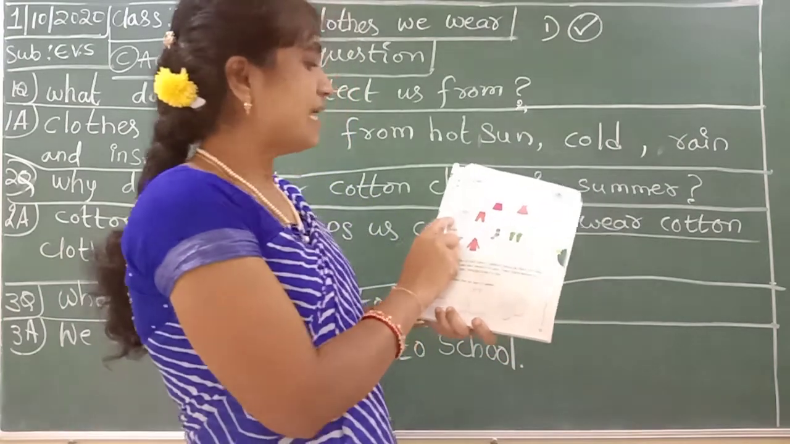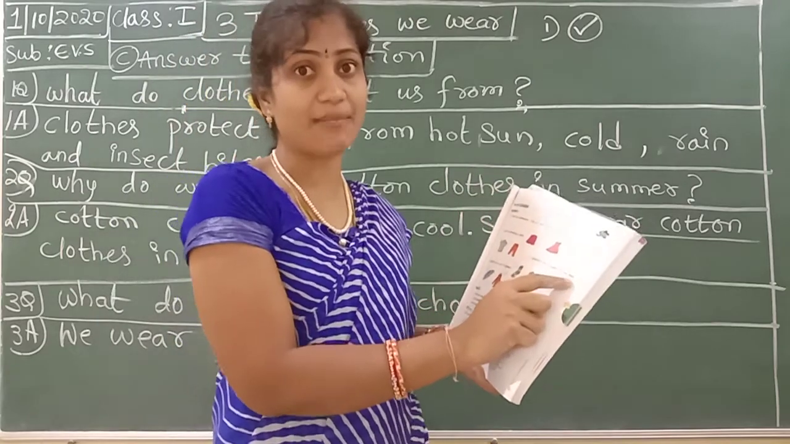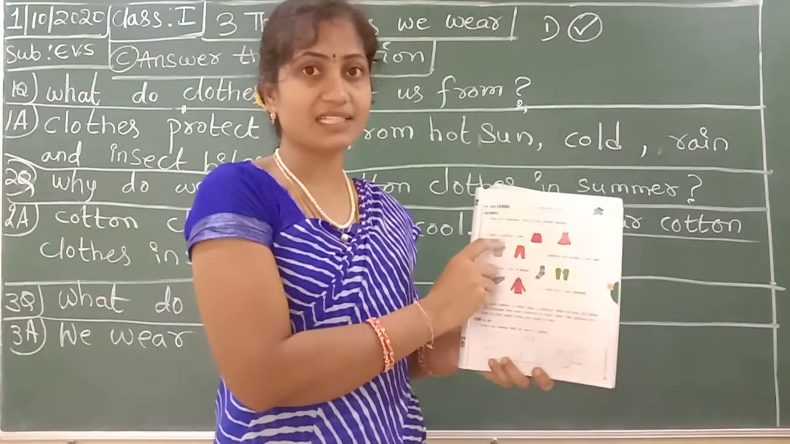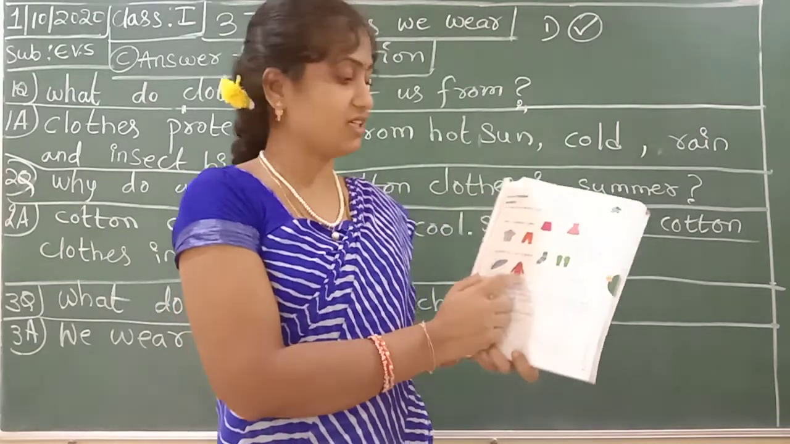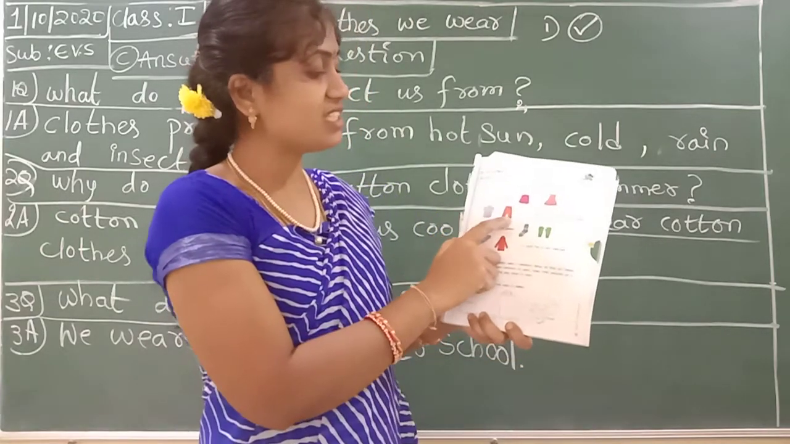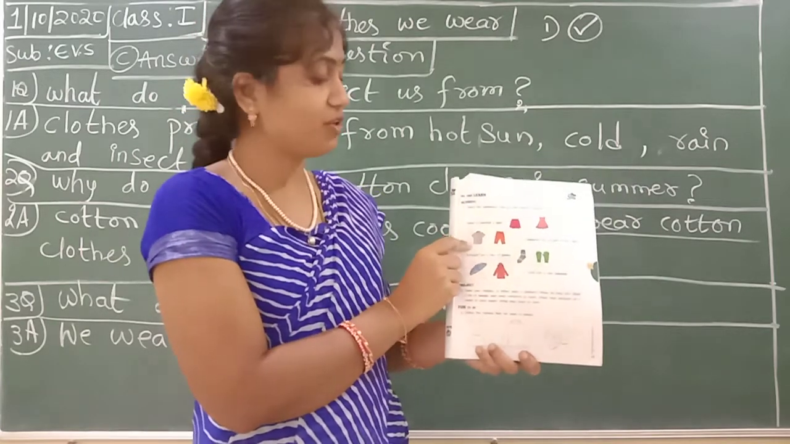Okay children. Next. Rahman has bought a new shirt. Rahman. So here Maya is the girl. Rahman is the boy. He bought a new shirt. See here this is the shirt. This is the pant. Okay now. Here you have to tick this.